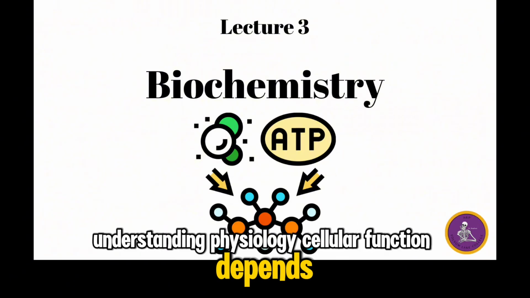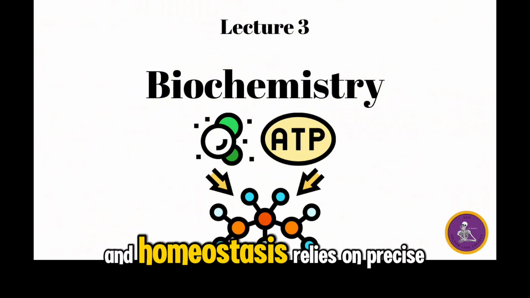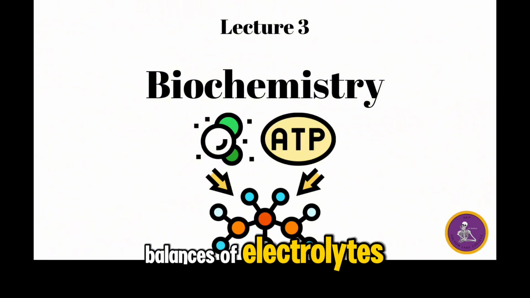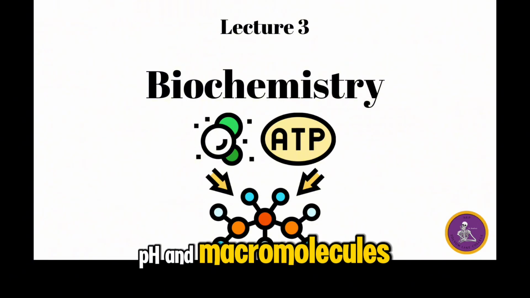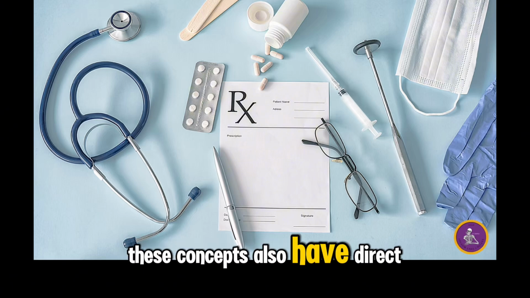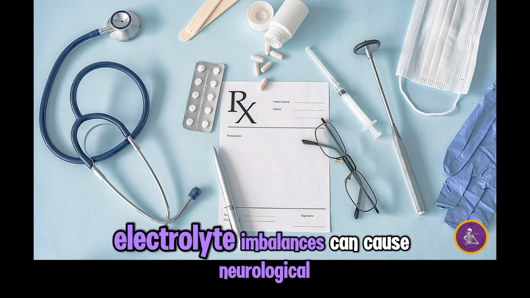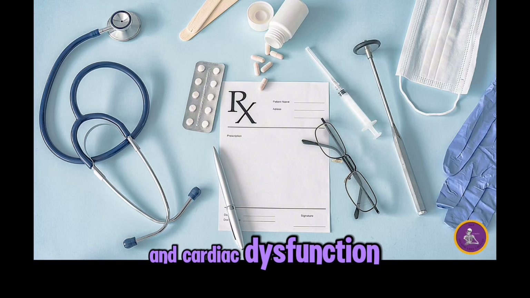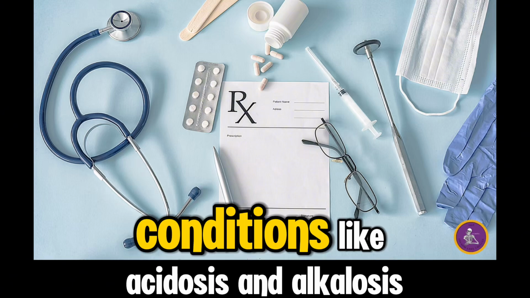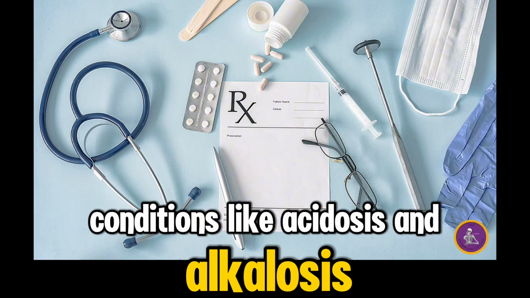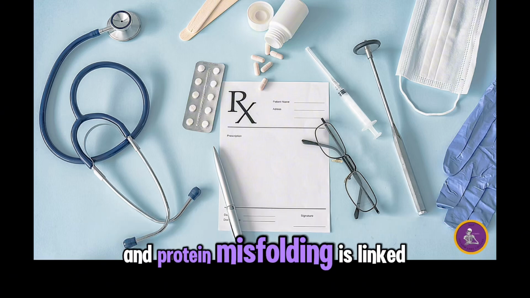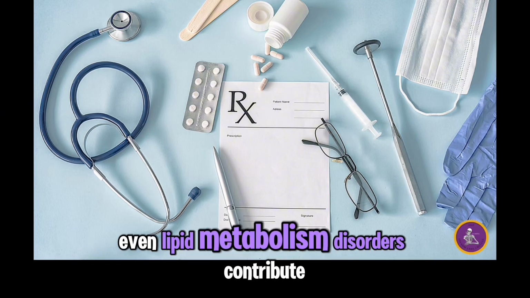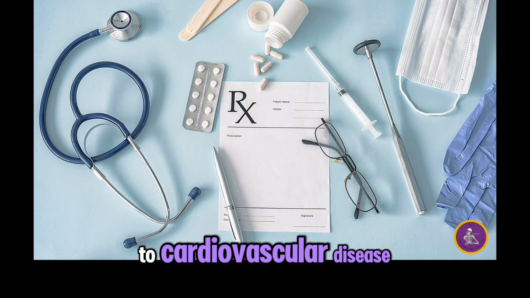Cellular function depends on biomolecules, and homeostasis relies on precise balances of electrolytes, pH, and macromolecules. These concepts also have direct medical relevance. Electrolyte imbalances can cause neurological and cardiac dysfunction. pH disturbances can lead to conditions like acidosis and alkalosis. And protein misfolding is linked to diseases such as Alzheimer's. Even lipid metabolism disorders contribute to cardiovascular disease.